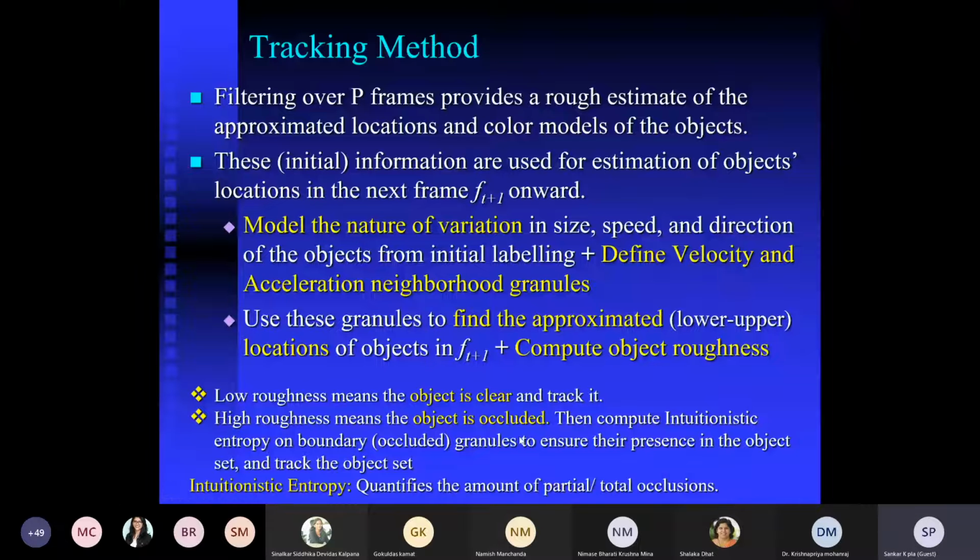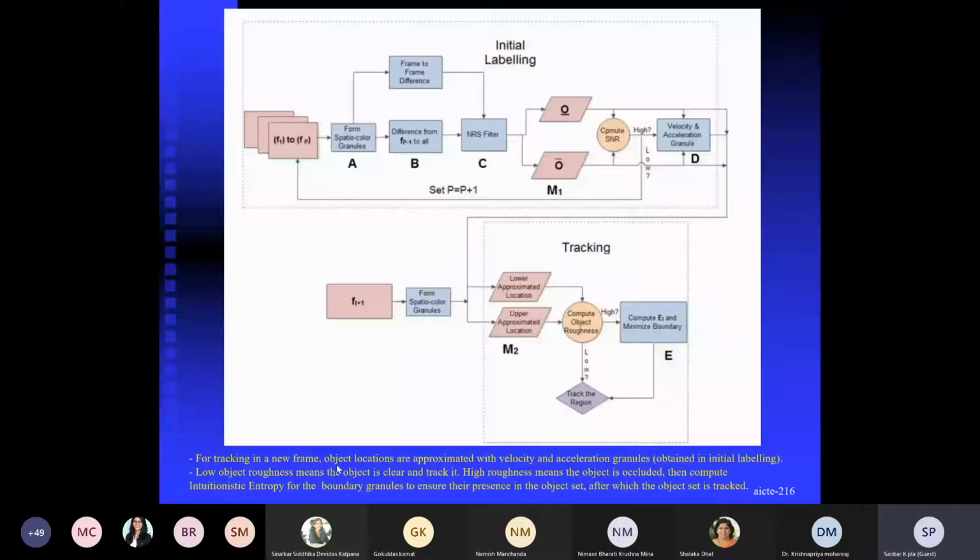And intrinsic entropy quantifies the amount of partial or total occlusion. So here is the block diagram. This is the initial labeling, tracking. What is initial labeling? We have all previous frames. From that, we have spatial color granules. Then from frame to frame difference, from T-1 to T, you compute those delta I or delta P.